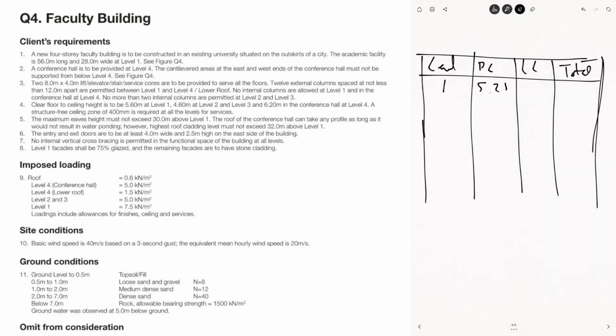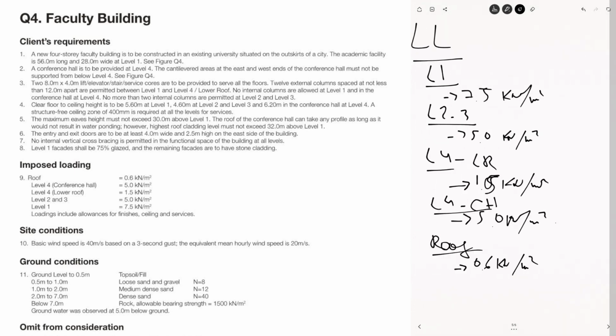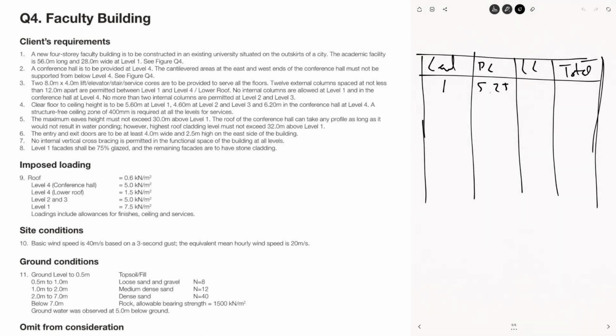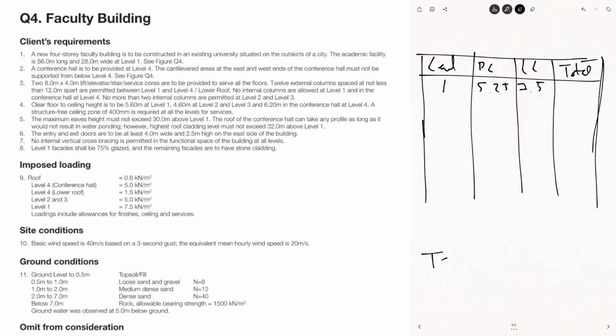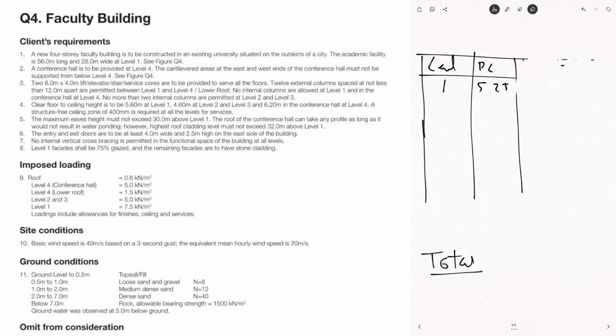5.25. And our live load at level 1, 7.5. Right, because of this being so big, I'm probably going to put the total over here, right? So let's just use this one. Let's make this table slightly bigger.